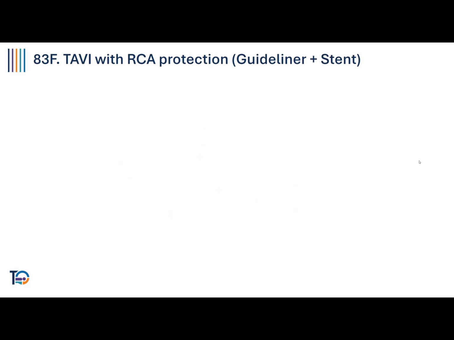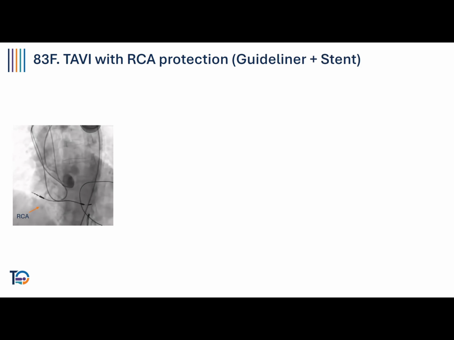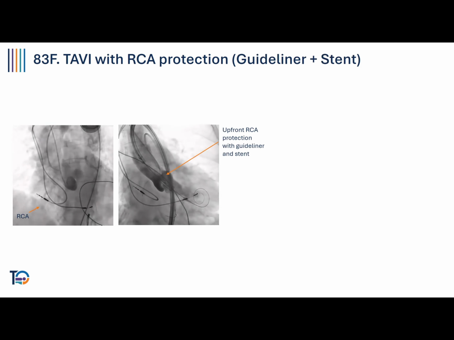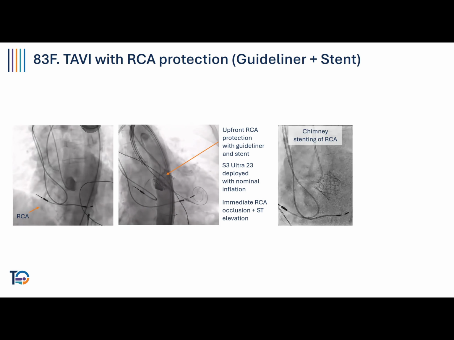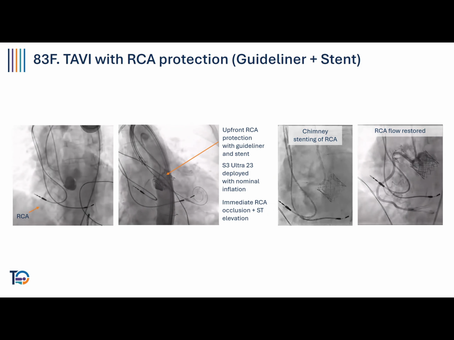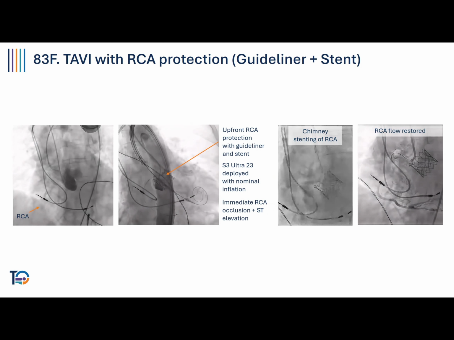So the TAVI team took our concern seriously. They decided to do upfront protection of the right coronary artery with the guideliner and stent. You can see here the root injection, followed by nominal inflation of an S3 Ultra 23 valve, and immediately the RCA occluded, and there was ST elevation. So now you can see chimney stenting of the RCA, followed by selective injection of the RCA demonstrating flow being restored.